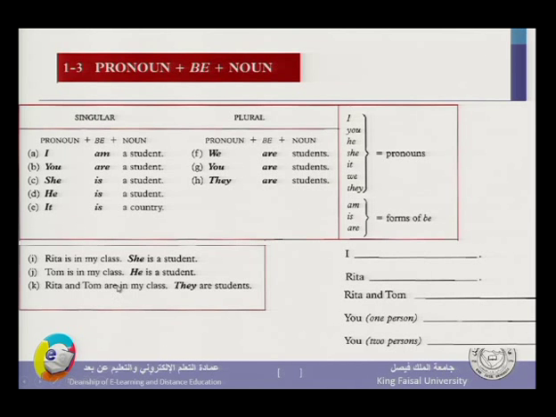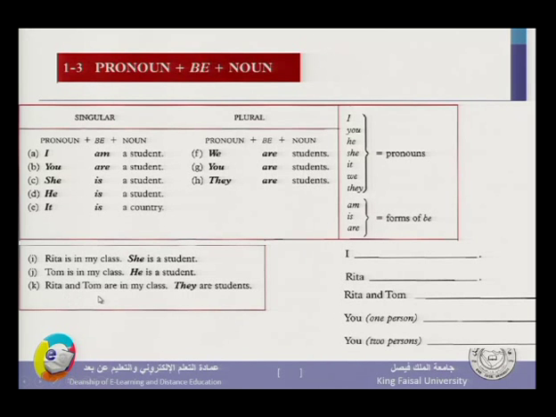Examples here. Rita is in my class. She is a student. Look at this. Rita is in my class. It's a full sentence. I can omit Rita and use a pronoun. Which one? Yes, she. She is a student, right? Instead of saying Rita is a student, I can use a pronoun to make the sentence better. So Rita is in my class. She is a student. Tom is in my class. He is a student. Tom is represented by he.